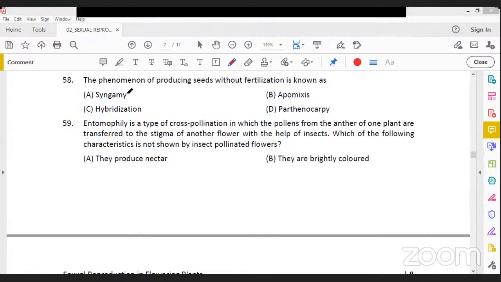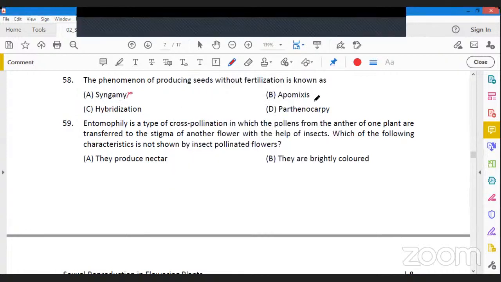So syngamy is the fusion of male and female gamete. Apomixis is the correct one. Hybridization, normal crossing over. Parthenocarpy, formation of fruits without fertilization. So the correct answer is apomixis.